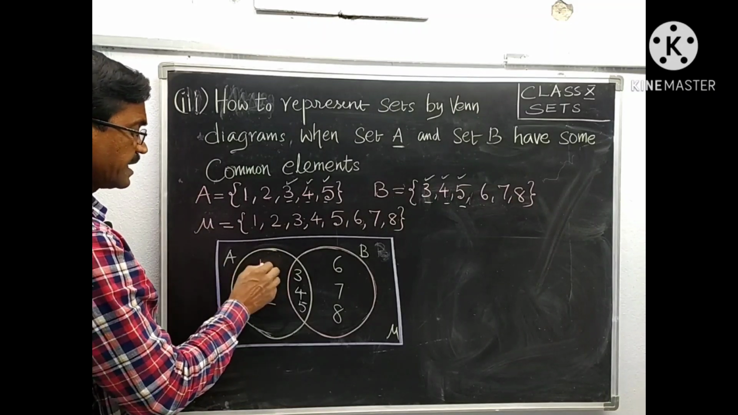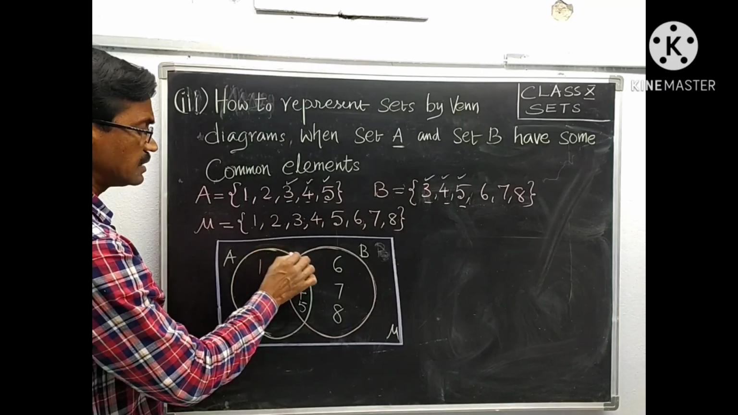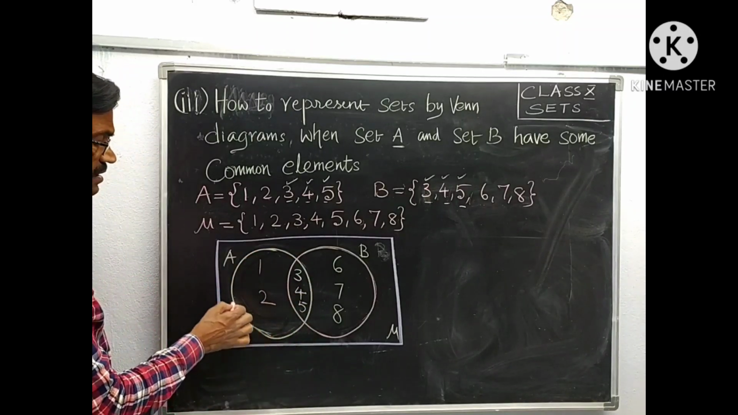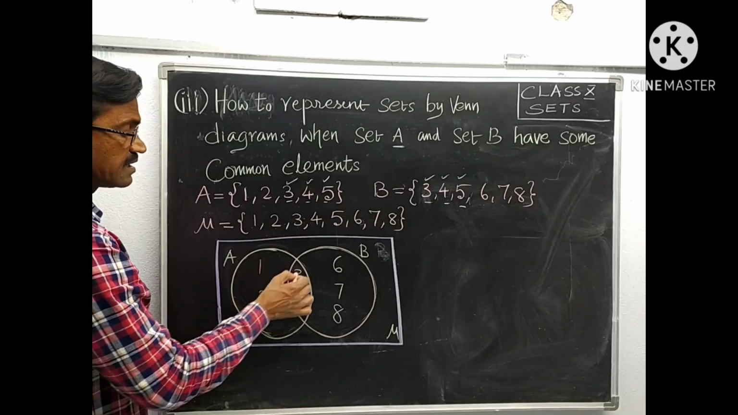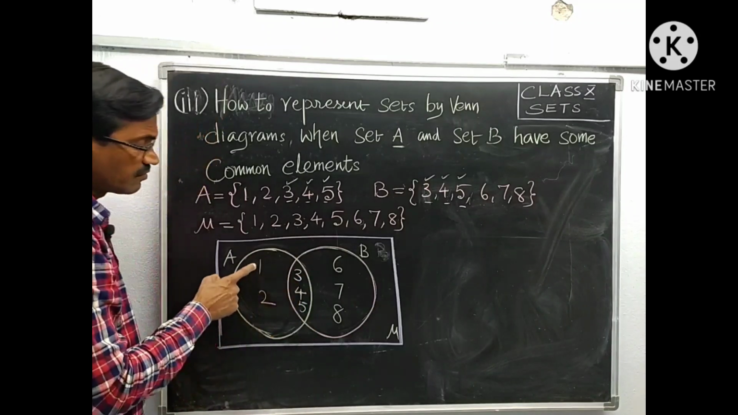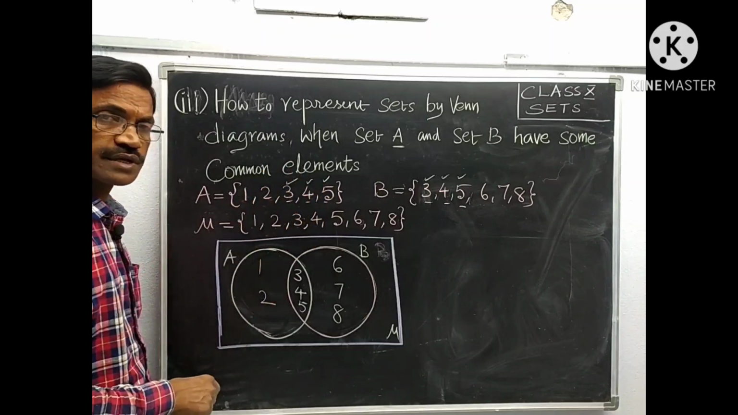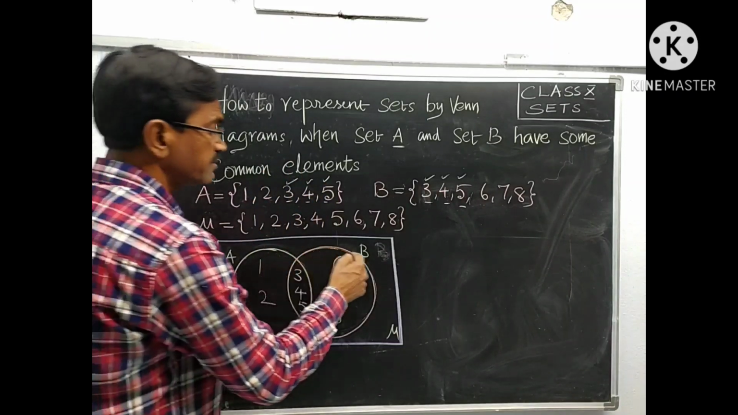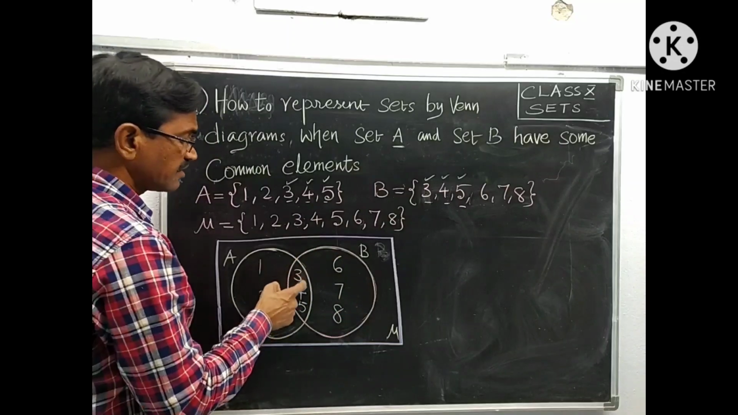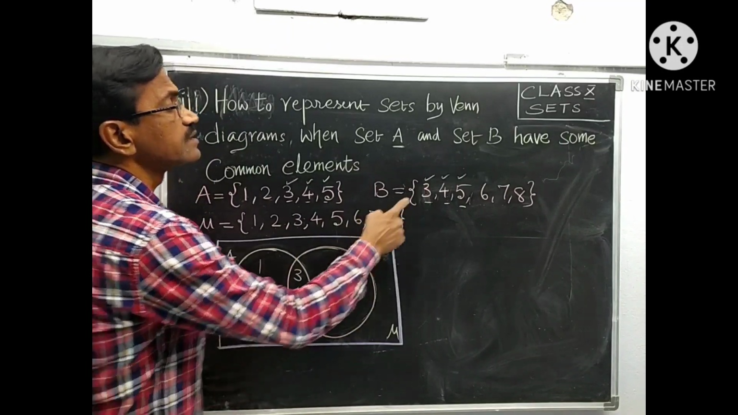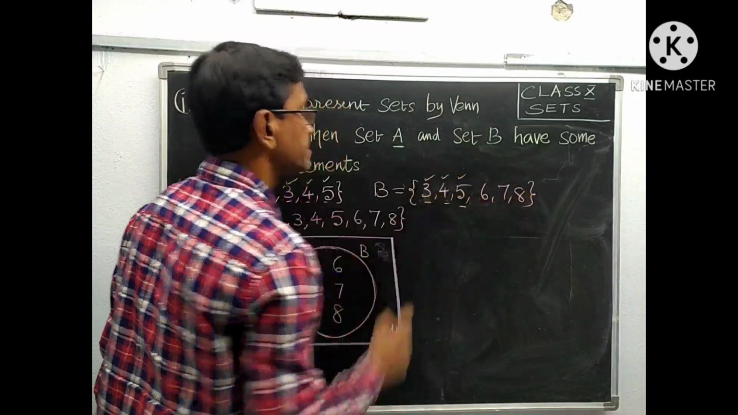For set A, we have to count all the elements in the circle, that gives the elements of A: 1, 2, 3, 4, 5. Okay, tally. Now count the elements of B in the circle: 3, 4, 5, 6, 7, 8.